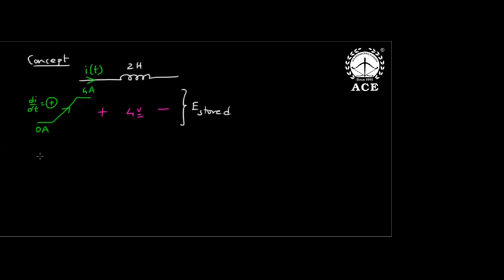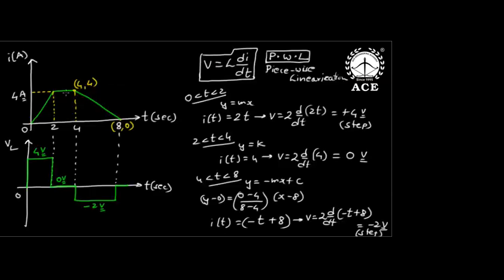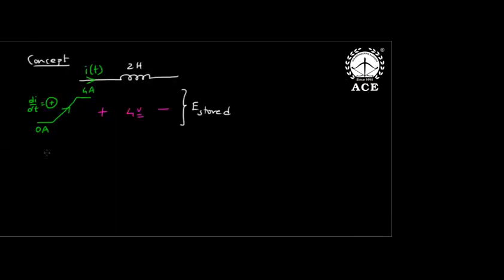Then what happened, sir? The current is constant. From 2 to 4 seconds, the current is constant at 4 amperes. When the current is constant at 4 amperes, here di/dt is 0.